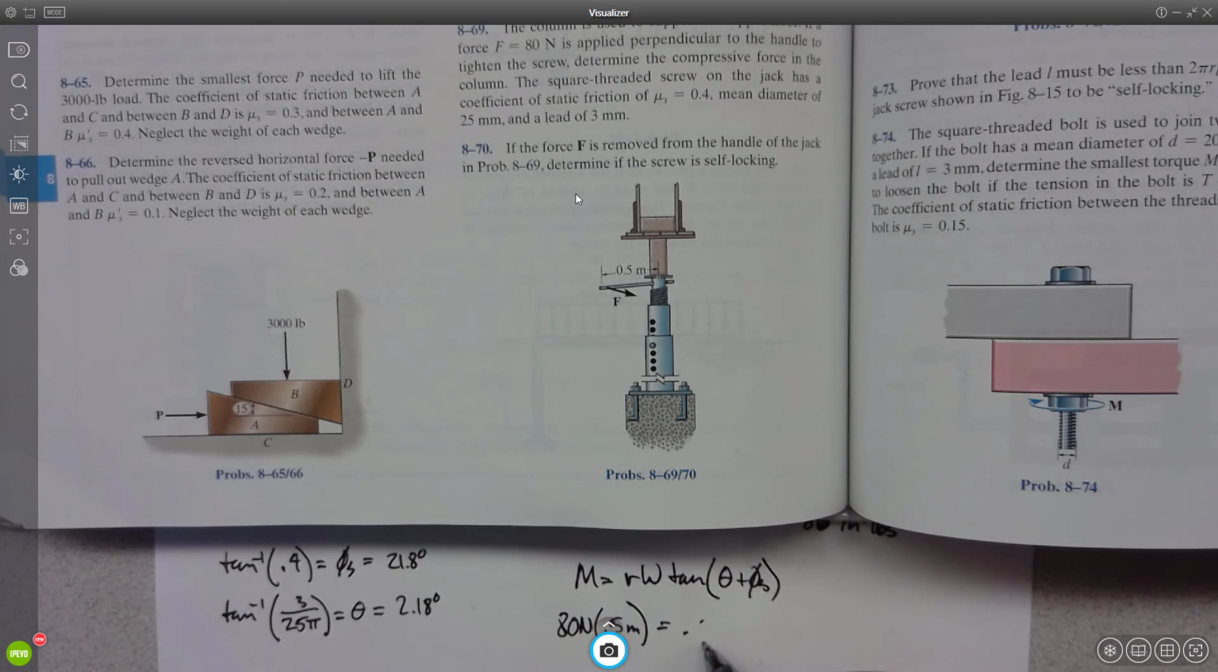Ah, yes, let's do that. I like that better. Instead of 0.5 meters, let's have this be 500 millimeters. And then we can make this 12.5 millimeters. W we don't know. Tangent of 21.8 plus 2.18, sorry.